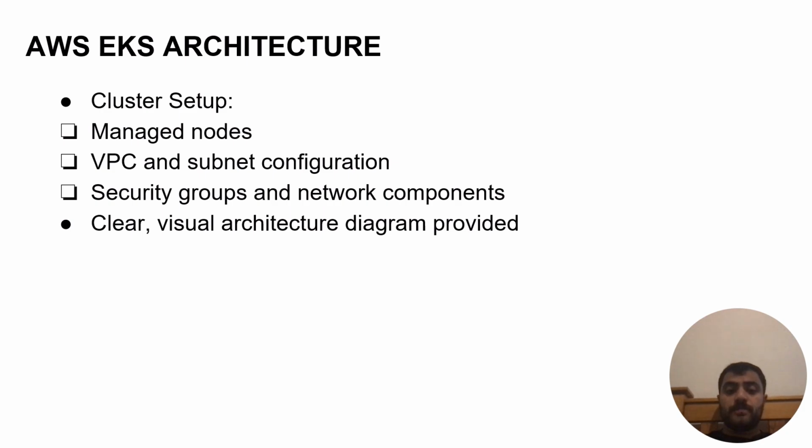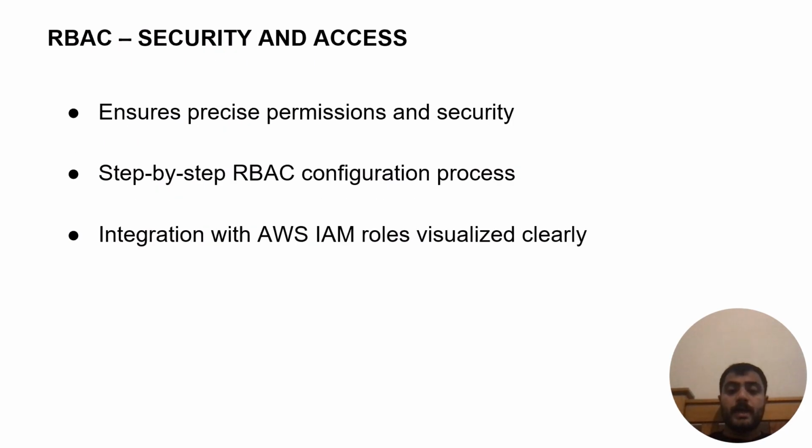AWS architecture cluster setup. In the cluster setup, we have managed nodes, VPC and subnet configuration, security groups, and other security and network components. A clear visual architecture diagram is provided. Security and access: ensure precise permissions and security. Step-by-step RBAC configuration process, with integration with AWS IAM. Roles are visualized clearly.